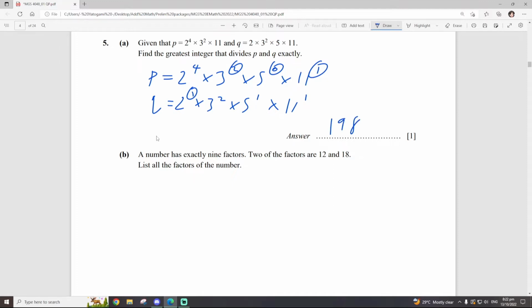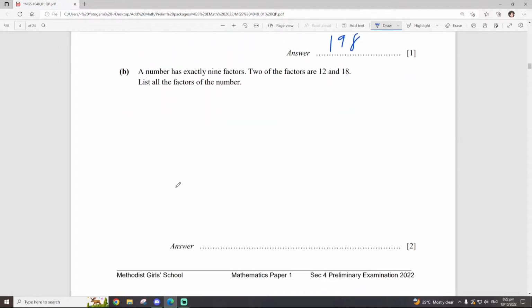Okay. A number has exactly 9 factors. 2 of them are 12 and 18. List all the factors of the number. Okay. So I know 12 is 2 squared times 3, and I know 18 is 2 times 3 squared. Okay.